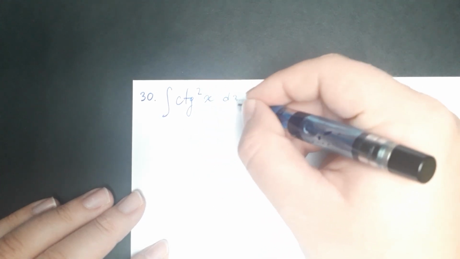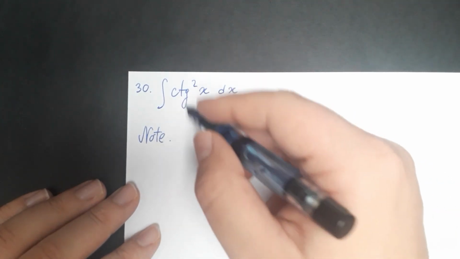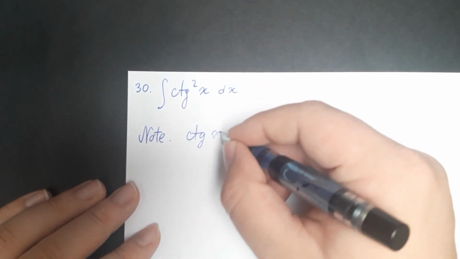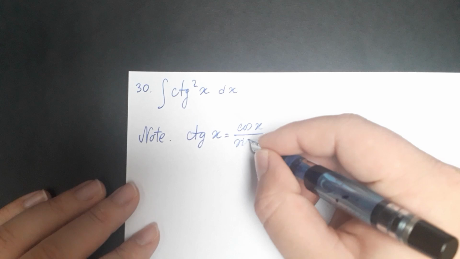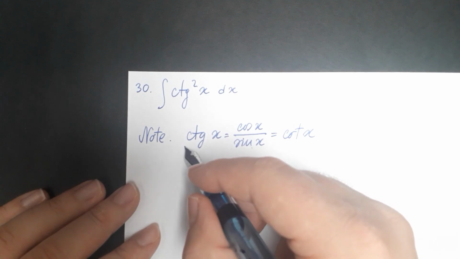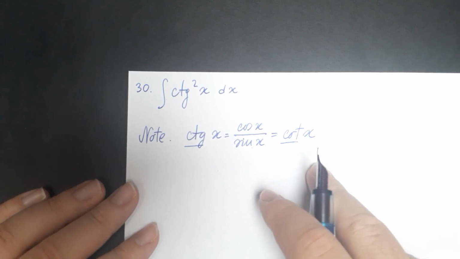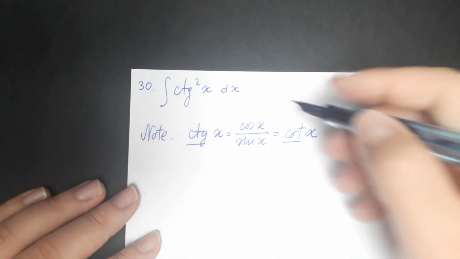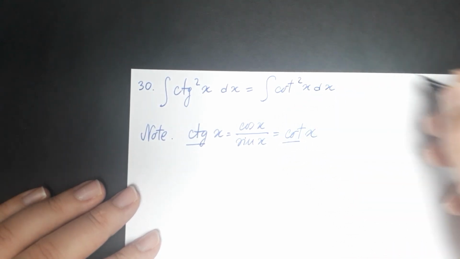Now problem 30 on our list is an integral of ctg squared of x dx. Now a little note, it depends on the literature which you use, but ctg of x is defined as cosine of x divided by sine of x, and of course that is the cot function of x. So depending on the literature which you use, you might find one or the other notation for one and the same thing. So this is equal to an integral of cot squared of x dx.